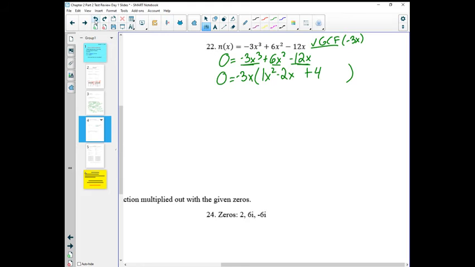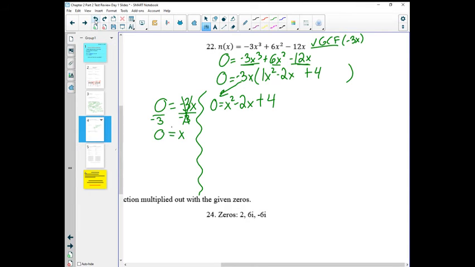Now that I factored, I'm going to split each of the factors apart and set them equal to 0. So 0 equals negative 3x comes from the first factor, and 0 equals x squared minus 2x plus 4 comes from the second factor. Solving the first equation for x, I'm going to divide both sides by negative 3. 0 divided by negative 3 is 0. So there's our first solution, x equals 0.